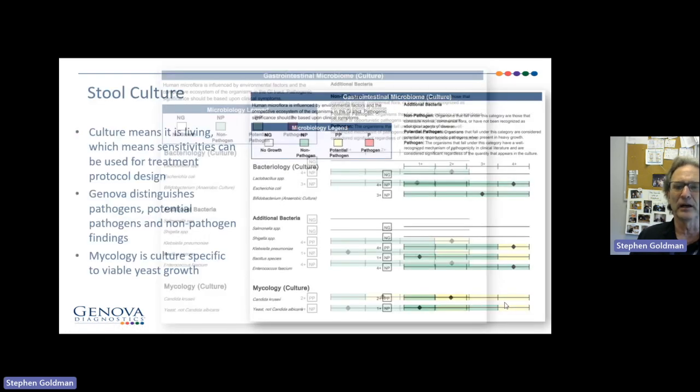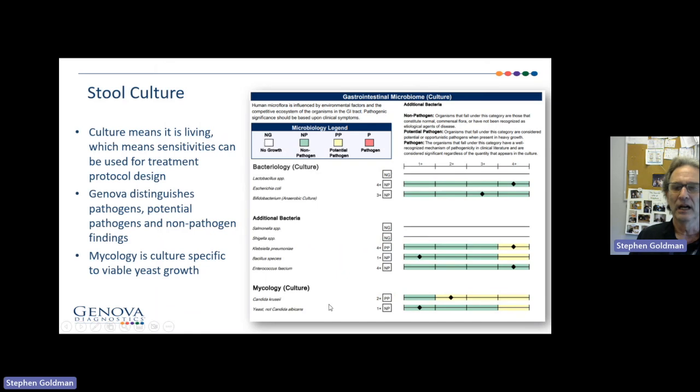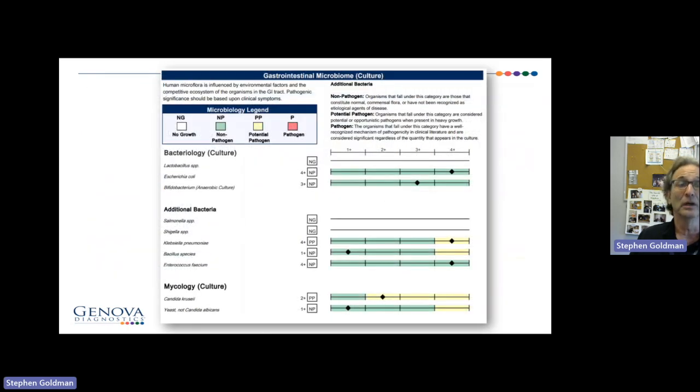We often hear people say, oh, it's so hard to grow yeast. It may not be the best test. We don't feel that that's the case. We think growing yeast is not that difficult, and stand by the mycology as a really excellent tool in seeing what's growing and what it will be sensitive to.